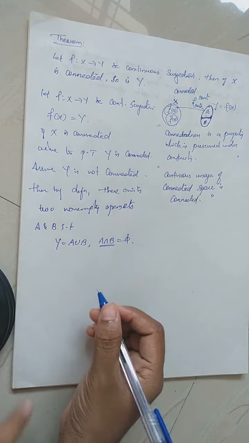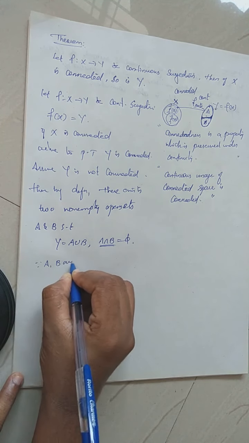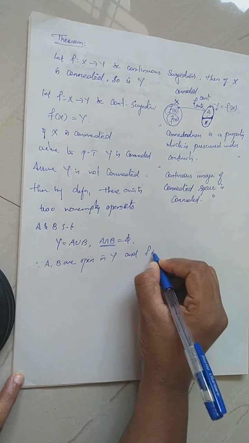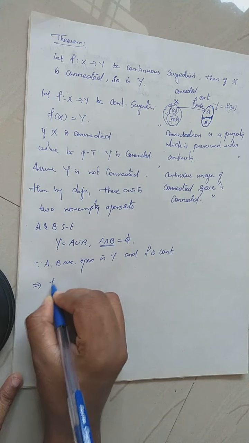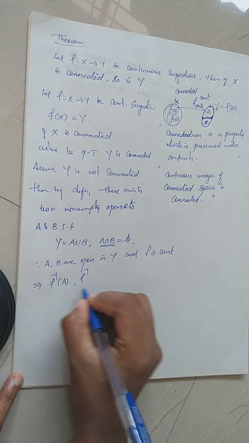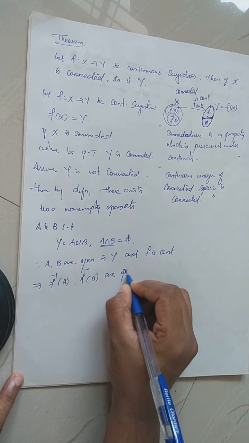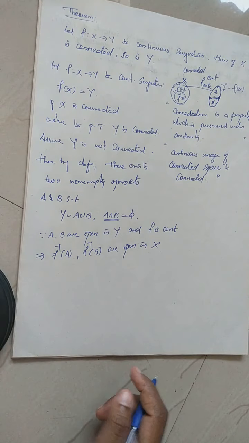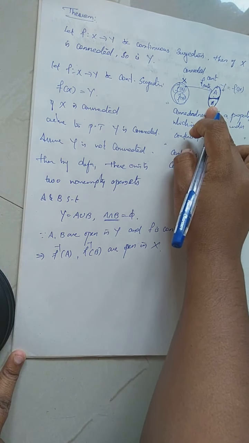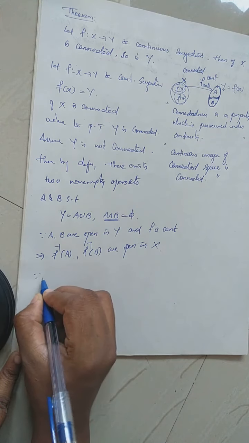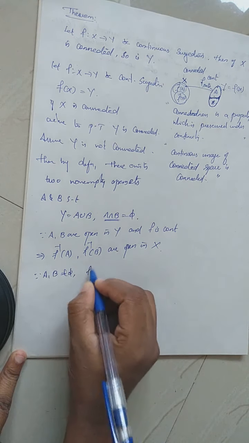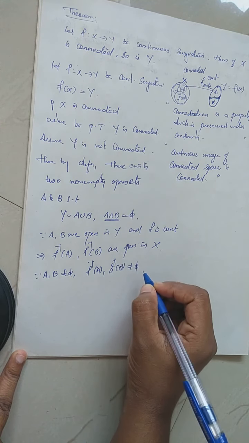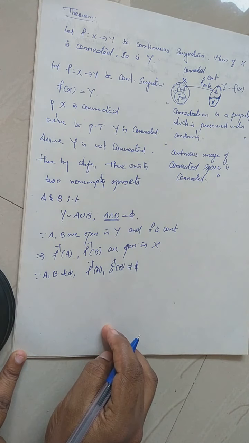Since A and B are open in Y and f is continuous, f inverse of A and f inverse of B are open in X, because the inverse image of an open set is open when f is continuous. And you can see that since A is non-empty and B is non-empty, their inverse images are also non-empty. Since A and B are non-empty, f inverse of A and f inverse of B are non-empty subsets in capital X. Ready?